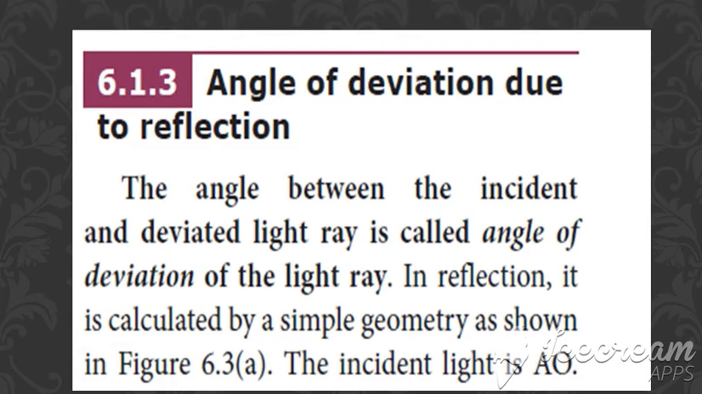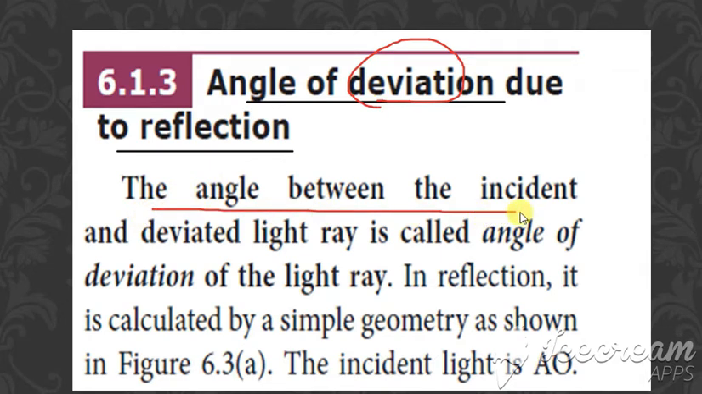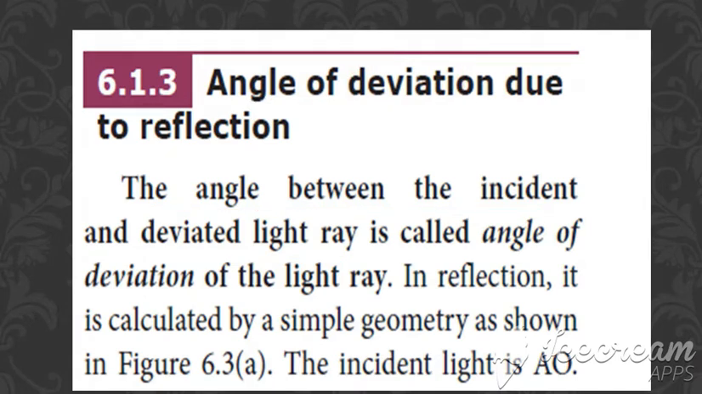Good morning, students. The next topic we are going to see is the angle of deviation due to reflection. Because of reflection, how are we going to calculate the deviation? The definition is the angle between the incident ray and the deviated light ray. That is called the angle of deviation. So the angle of deviation is the angle between the incident ray and the deviated ray.